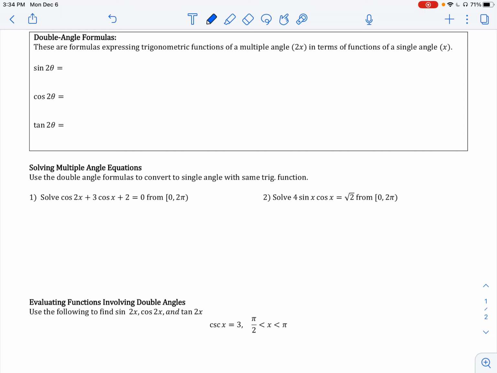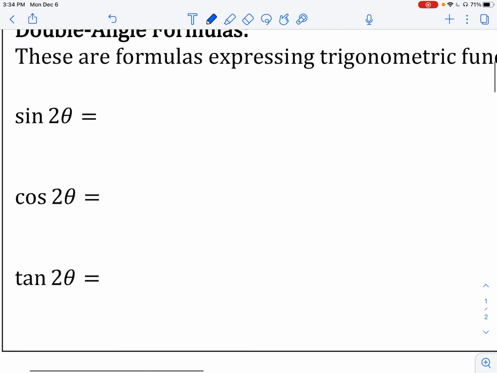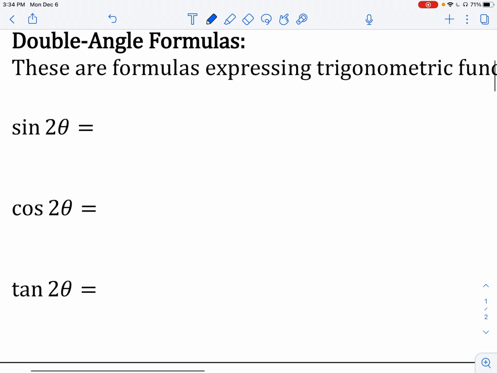These are actually fairly easy to derive if you take, for example, sine of 2 theta. The key is just to rewrite sine of 2 theta as sine of, think about what 2 theta means. It means you're taking theta plus some other angle theta. We previously already talked about sum and difference formulas, so see if you can derive these double angle formulas using the sum and difference formulas.